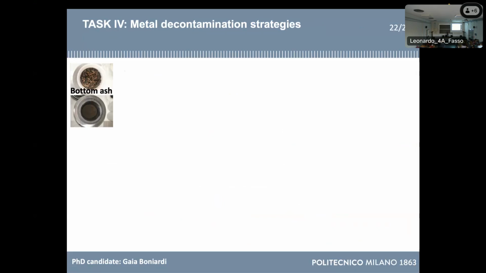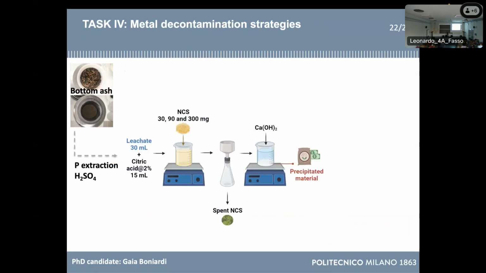We perform the phosphorus extraction, so we use sulfuric acid, and we got the leachate. So before doing the second phase, which is the precipitation, we use the nanosponges. We tested different dosages, and we tested at different pH.